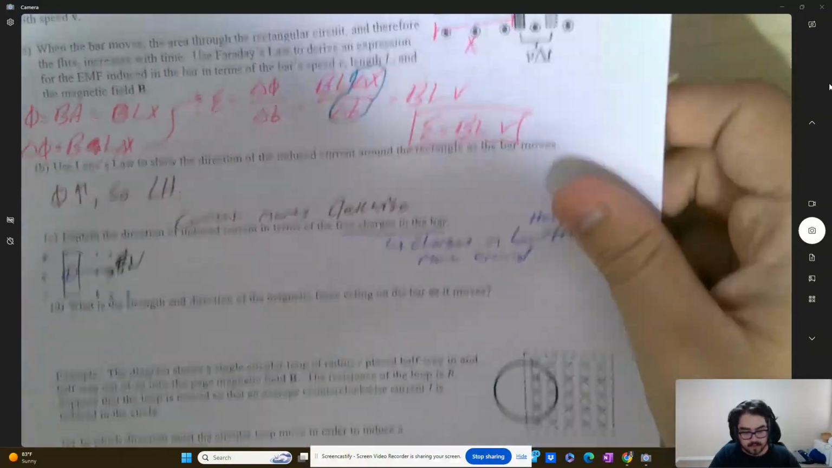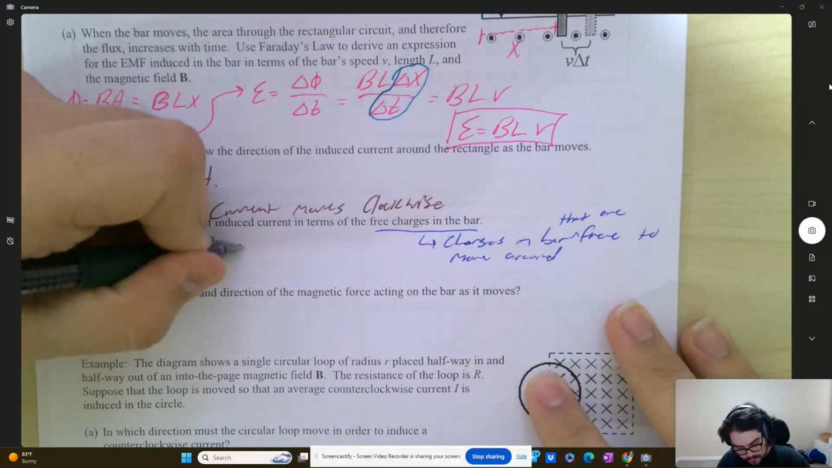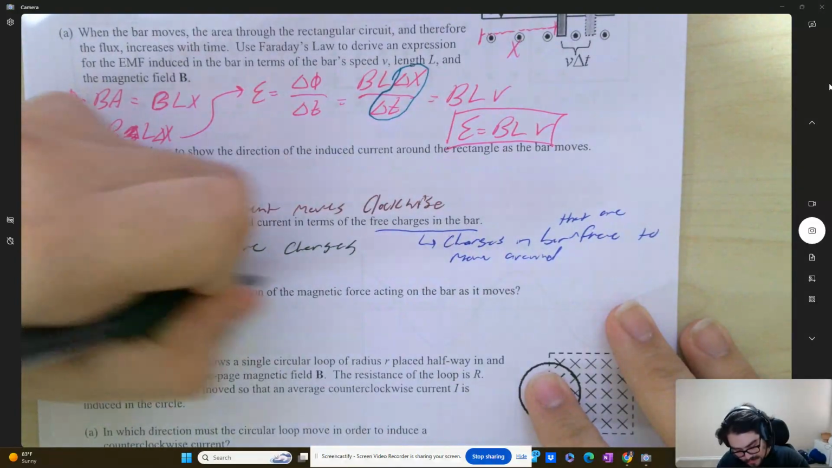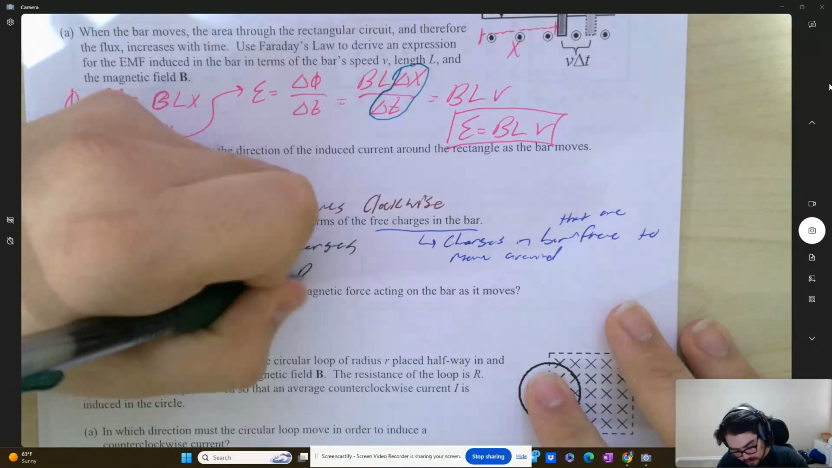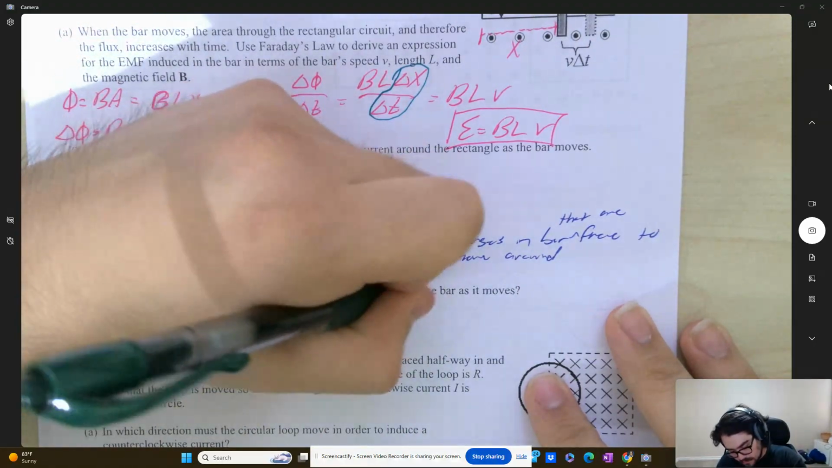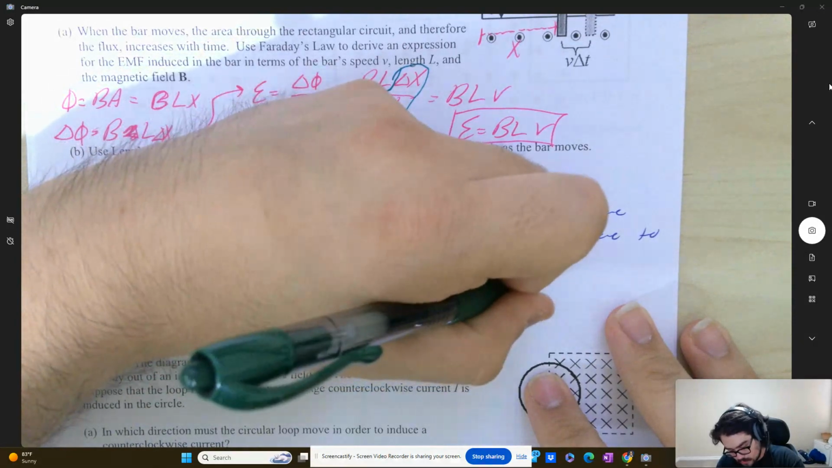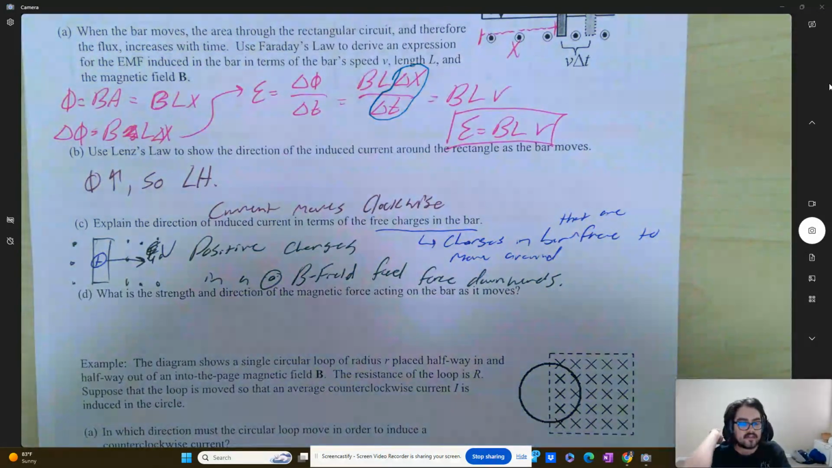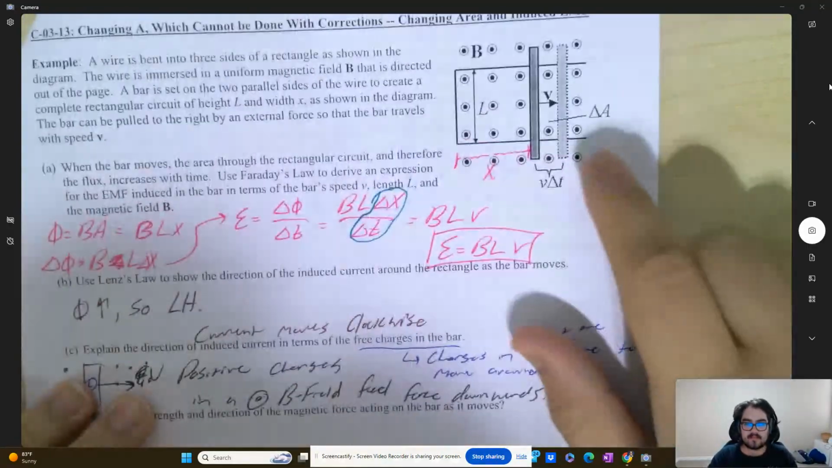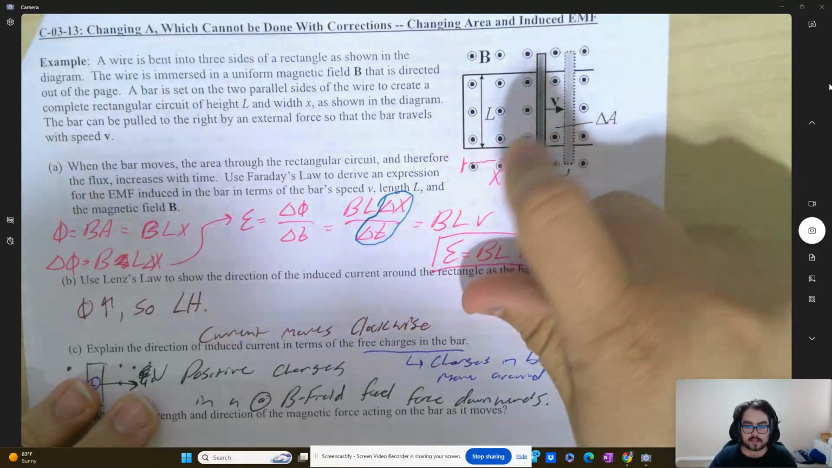So the positive charges in a field coming out of the page feel a force downwards. And if the positive charges are forced downwards, then that means they're going to go down and then around, and that gives you the same clockwise current.